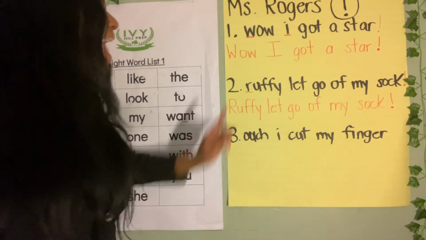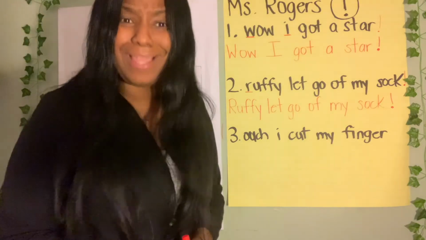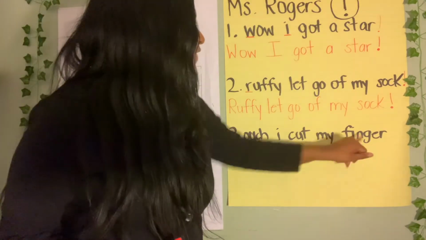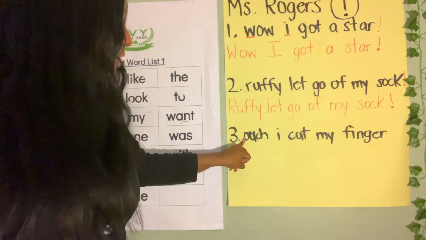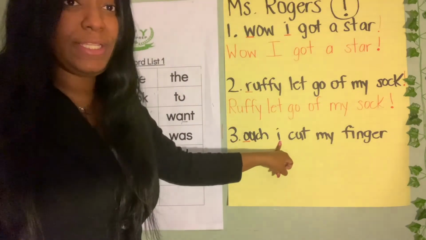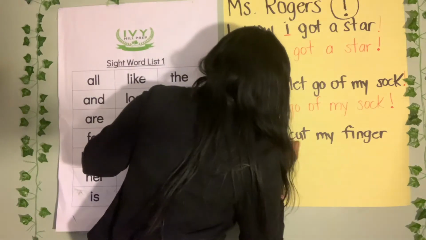Let's do this one. Ouch, I cut my finger. Doesn't that sound like expressing? We're expressing that we cut our finger. Ouch, I cut my finger. Let's do it. What's here? We already know what this needs to be fixed. Capital letter. Let's underline. What's here? Hold on. What needs to be fixed for this one? Capital letter. We don't write our I's like that.